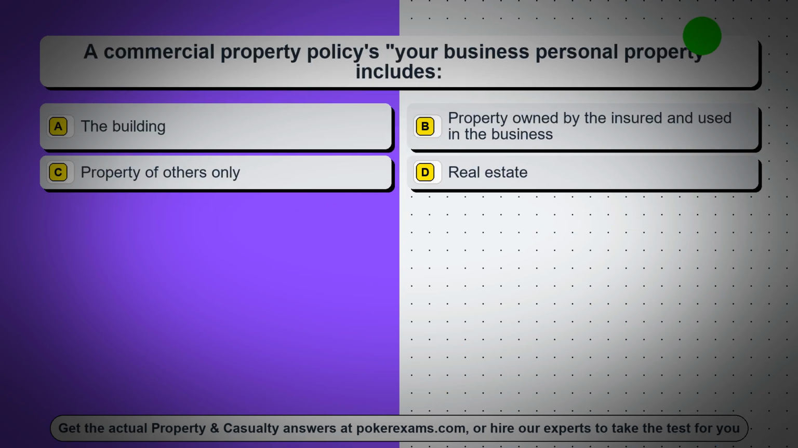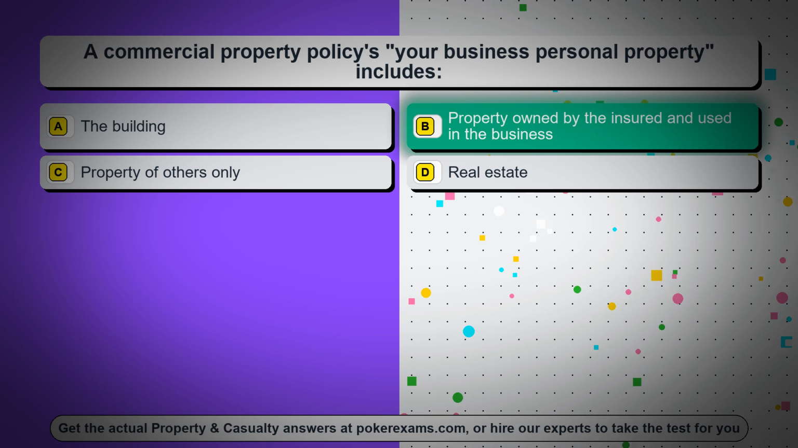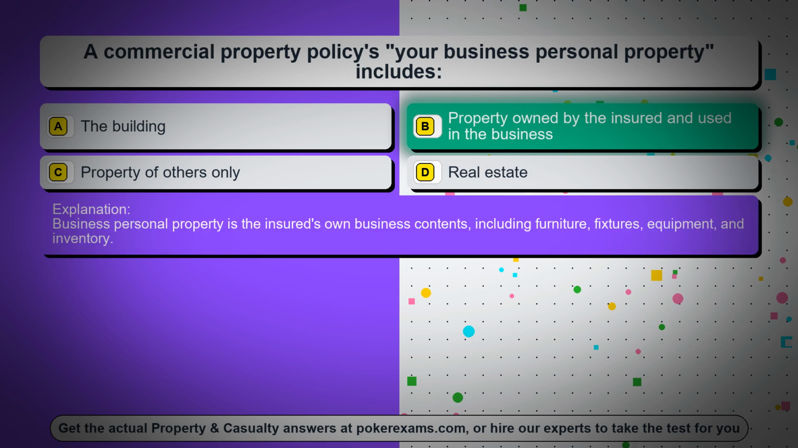Question 54. A commercial property policy's your business personal property includes, option A, the building, option B, property owned by the insured and used in the business, option C, property of others only, option D, real estate. The correct answer is option B, property owned by the insured and used in the business. Business personal property is the insured's own business contents, including furniture, fixtures, equipment, and inventory.